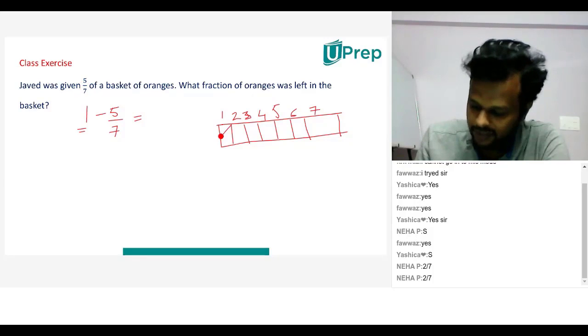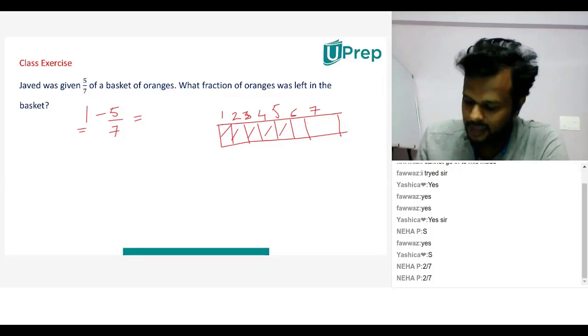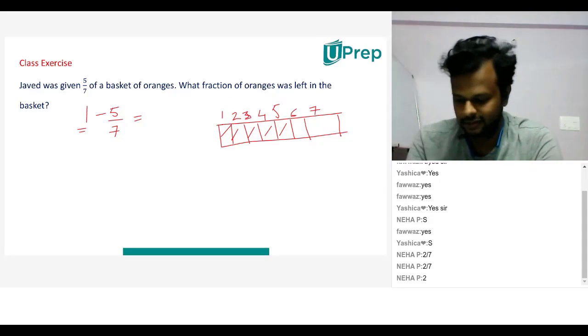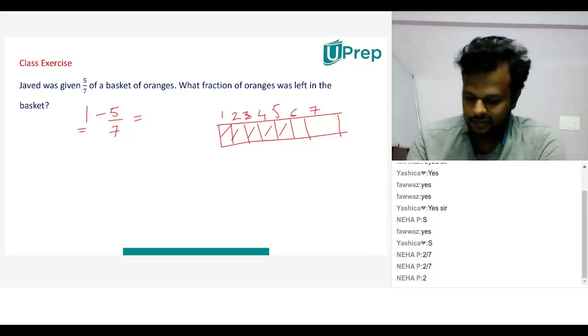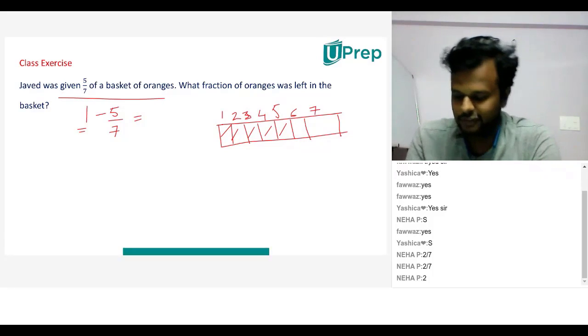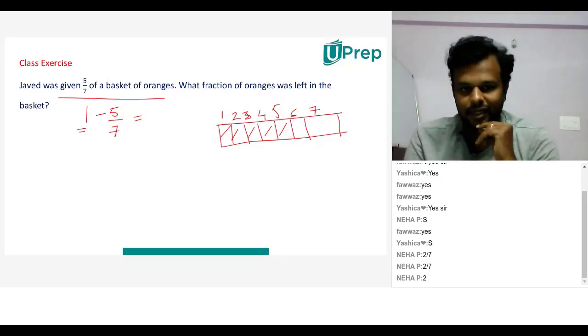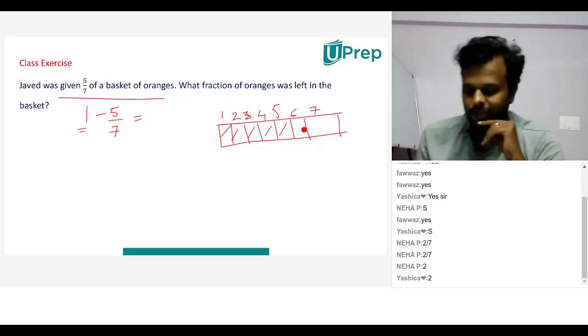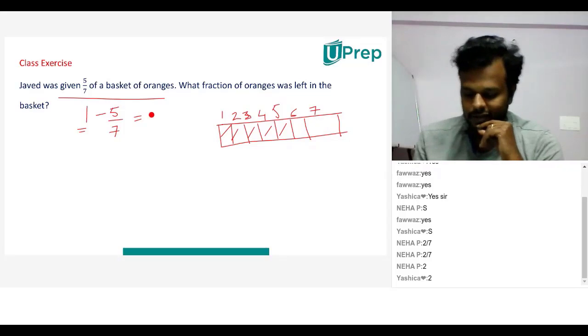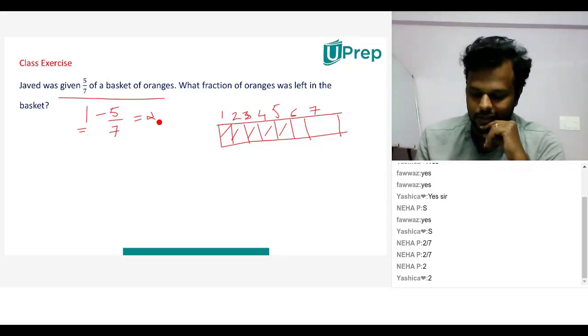That means what? If I shade 5 parts, children, how many parts are remaining? Children, out of 7 parts, if I shade 5 parts, how many are remaining here? Please type in the answer. 2 parts are remaining, isn't it? So you can convert this question into something like this. If I have 7 equal parts, if 5 parts are shaded, the number of parts left is 2. Now, how do you write it in fraction? You write this as 2 by 7.